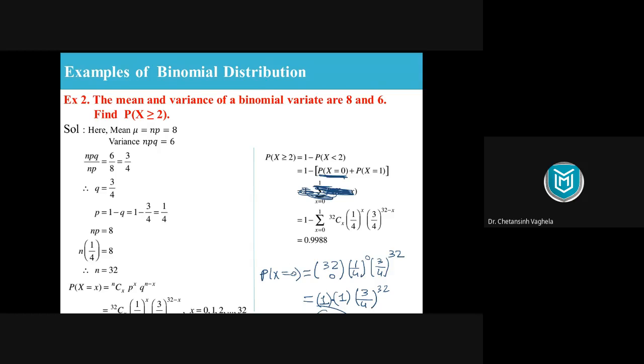अगर आपको p of x equals to 1 के लिए जाना है तो जहां पे मैंने 0 लिखा वहां पे 1 करना है, p of x equals to 1 यहाँ पे 1 आ जाएगा, यहाँ पे 1 आ जाएगा, यहाँ पे 32 minus 1 माने कि 31 हो जाएगा. So all these things are quite convenient, is it? And by adding both that, we will have the value 0.9988. So this will be probably that x is greater than equals to 2. This was example number 2.